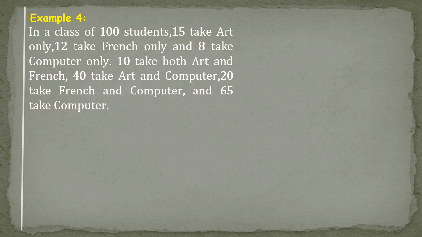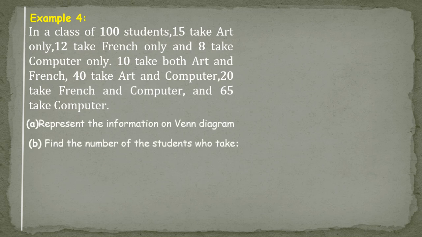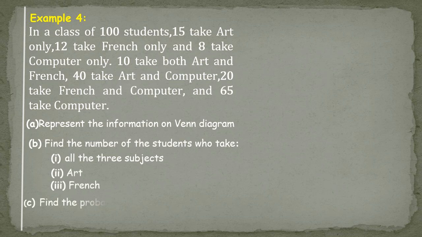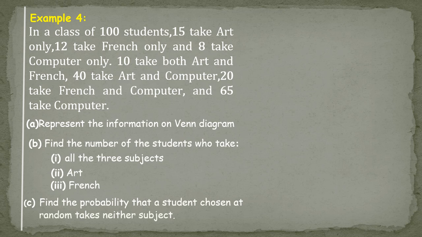We can summarize: in a class of 100 students, 15 take art only, 12 take French only, and 8 take computer only. 10 take both art and French, 40 take art and computer, 20 take French and computer, and 65 take computer. Represent the information on a Venn diagram. Find the number of students who take all the 3 subjects. Find the probability that a student chosen at random takes neither subject.